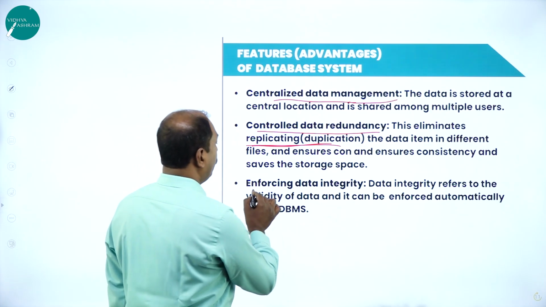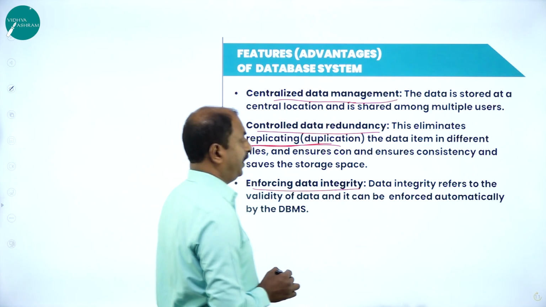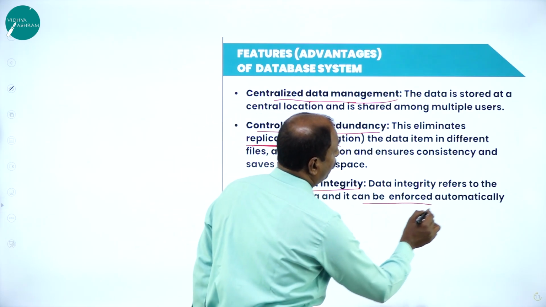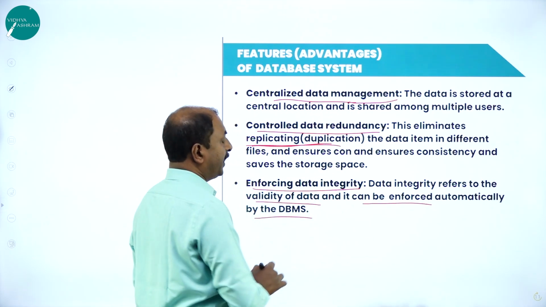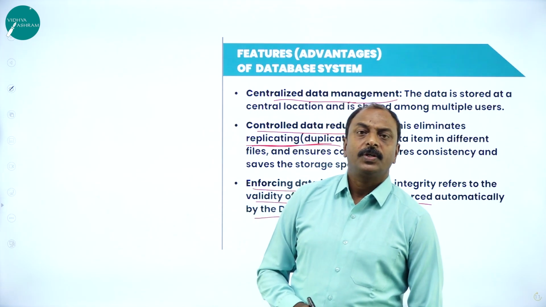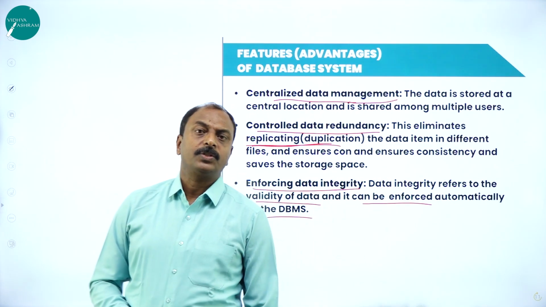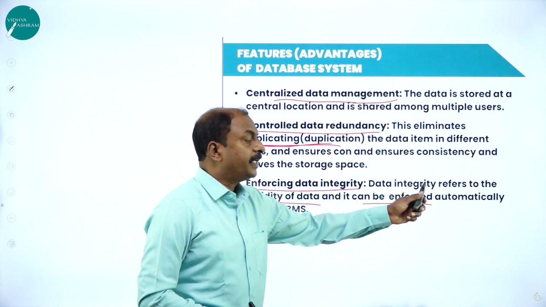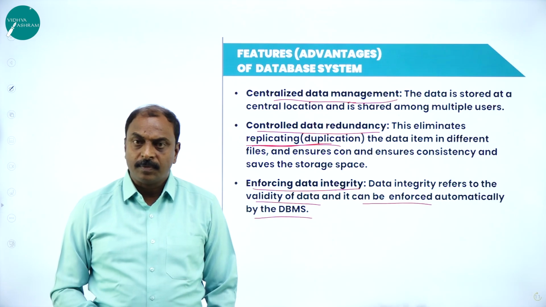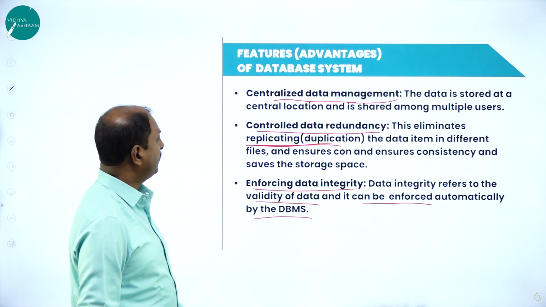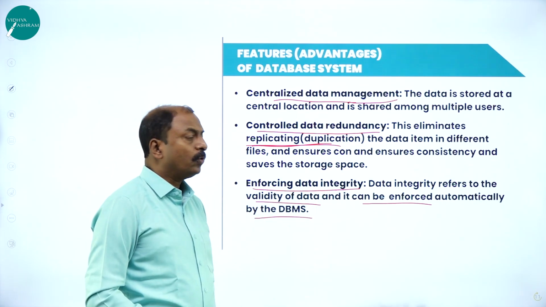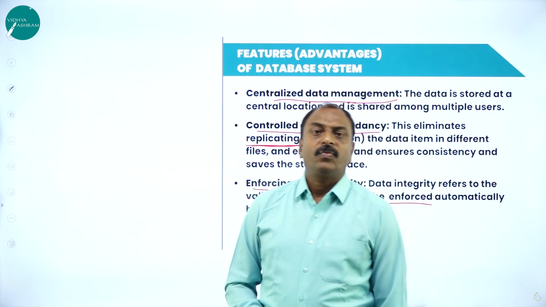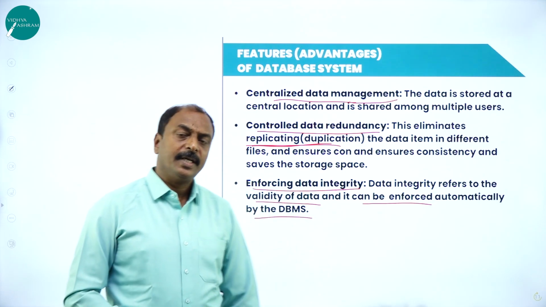Next is enforcing data integrity. It refers to the validity of data and can be enforced automatically by the database management system. We know that a table is made up of a number of rows and columns. Here, the value of the data to be entered in a particular column or field is nothing but data integrity. It accepts only the same type of data for each and every column in a table.